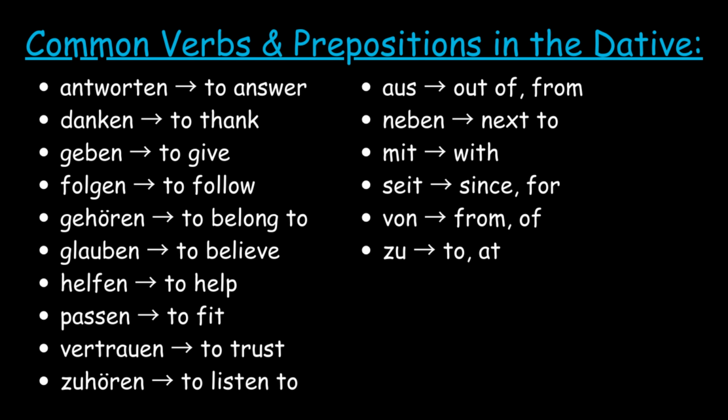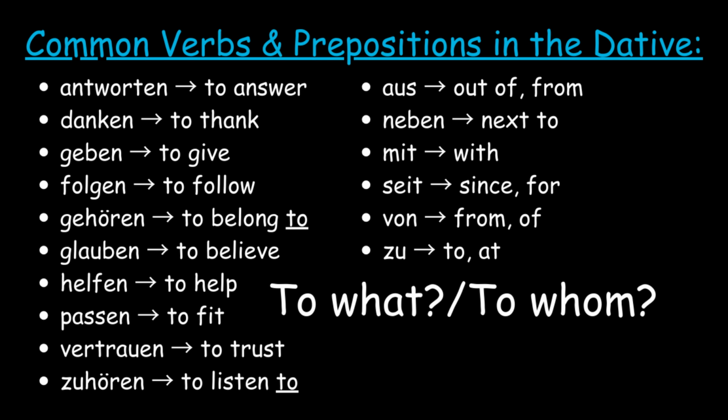Along with nouns and articles, the dative uses the following common verbs: antworten, danken, geben, folgen, gehören, glauben, helfen, passen, vertrauen, zuhören. Notice that all of these verbs function by addressing something to something else, which is how indirect objects work. By asking to what or to whom, it's understandable why these verbs work in the dative.